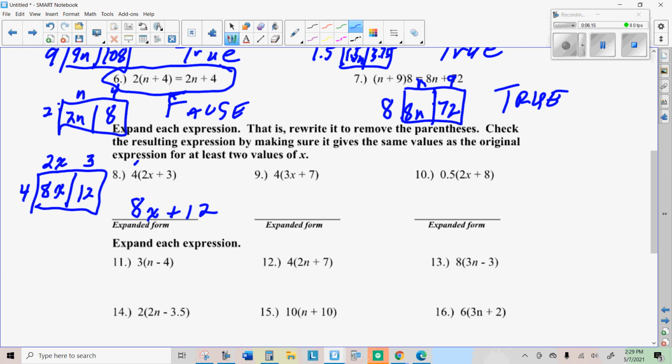The other way is just to multiply 4 times the first term, 2x, gives you this 8x, and then multiply 4 times the second term, 3, which gives you 12. So however you want to do that, go ahead and try the next 2.